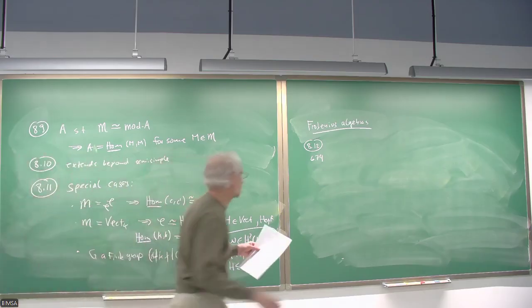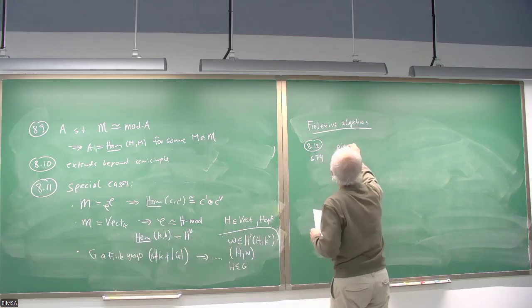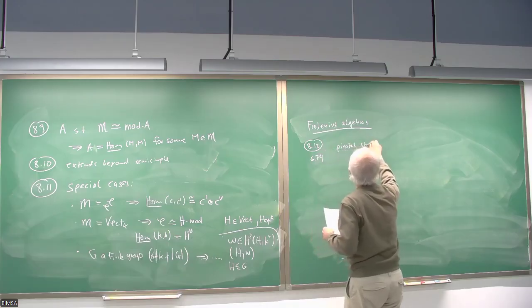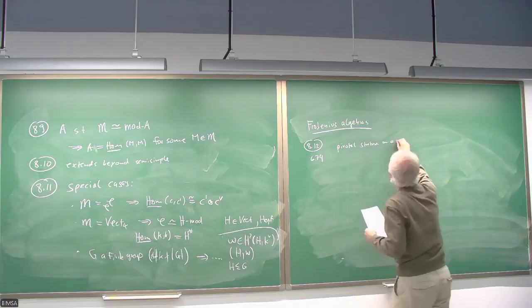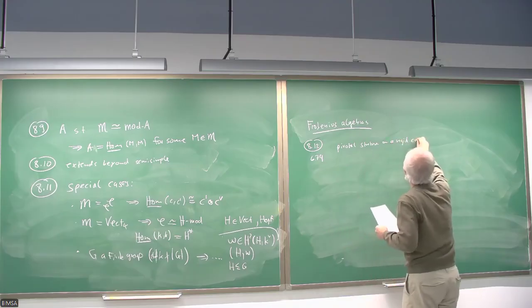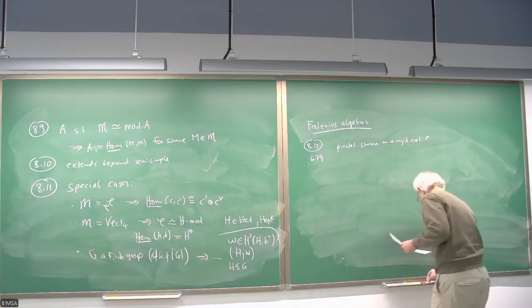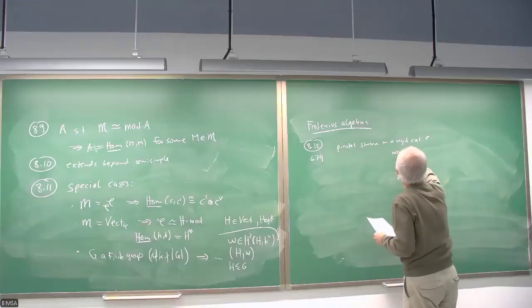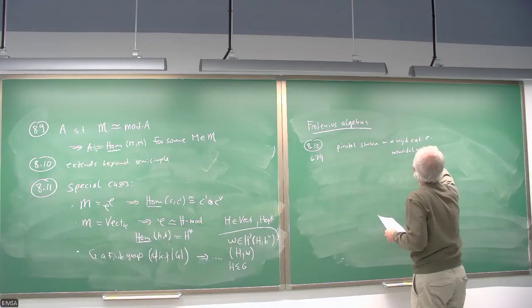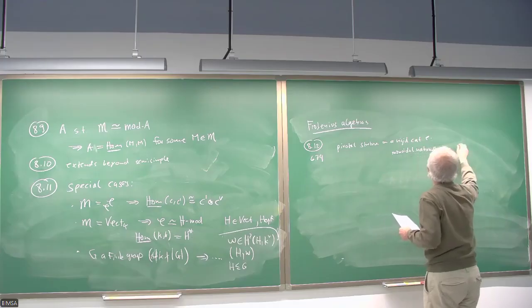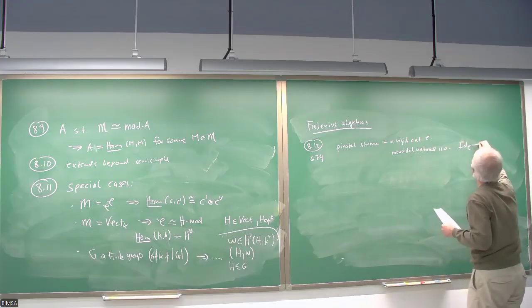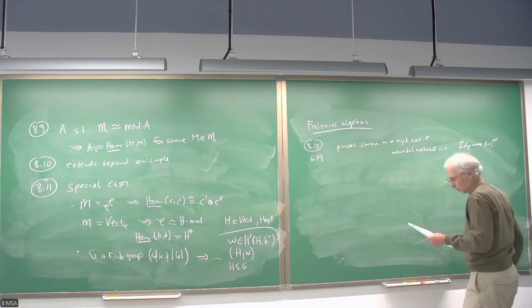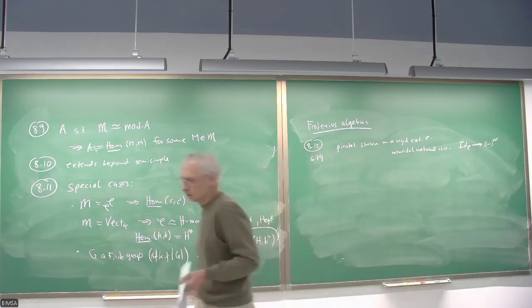A pivotal structure on the rigid category C is a monoidal vector isomorphism from the identity functor to the double dual.